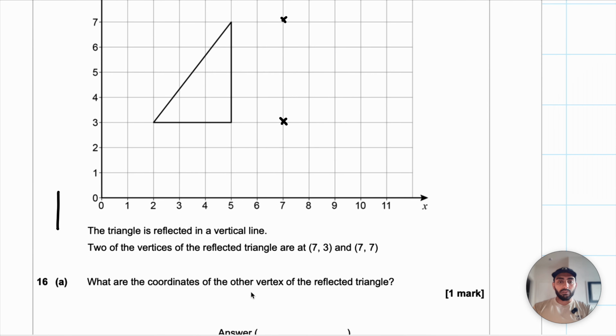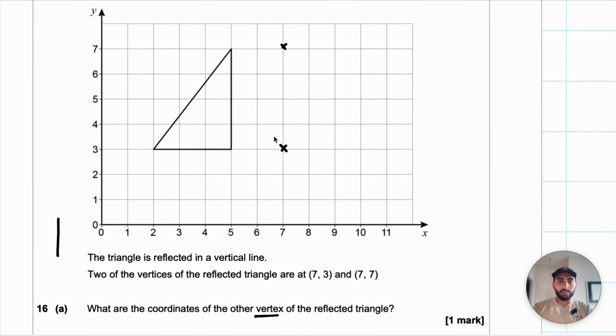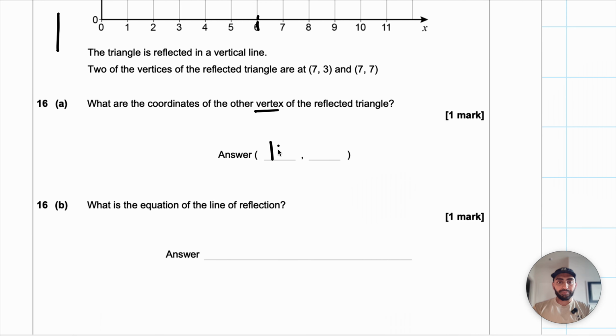What are the coordinates of the other vertex of the reflected triangle? Vertex is just point, so we're trying to find where this other point is. So it's been reflected somewhere, and I can see there's a gap of 2 there, and there's a gap of 2 here. So that means the line of reflection will be over here. Because this vertex matches up with this vertex, if I count the side length of this base, it's 3, I can just count backwards from here. So 1, 2, 3, which means that point would be at 10, 3.